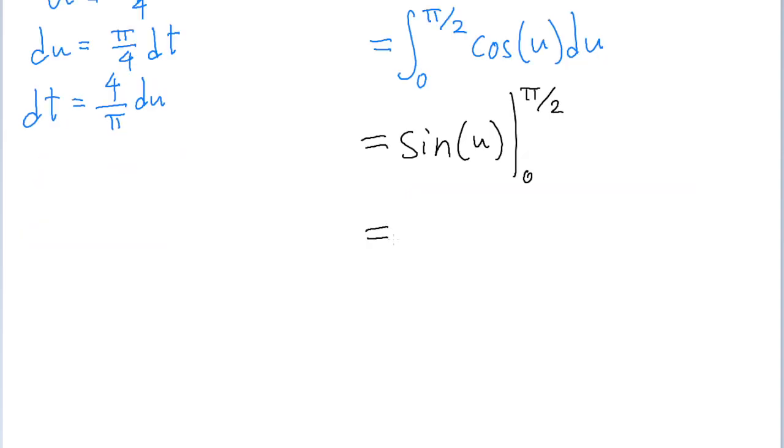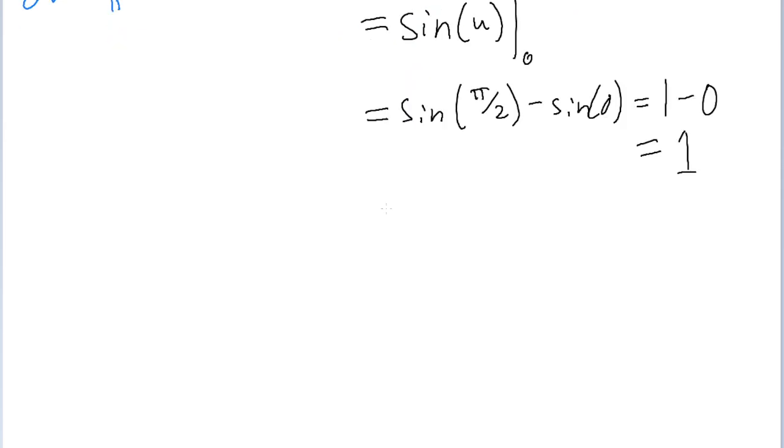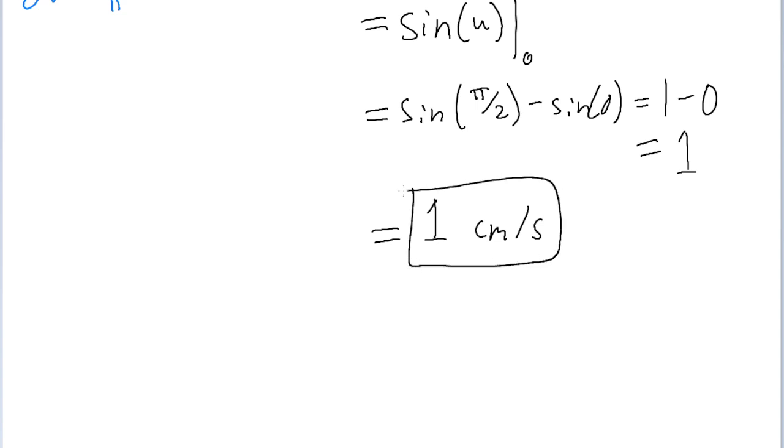So we just apply the fundamental theorem of calculus: sine of pi over 2 minus the sine of 0. And using basic trigonometry knowledge, the sine of pi over 2 is 1, and the sine of 0 is 0. So 1 minus 0 is just 1. So 1 centimeter per second is our average velocity.